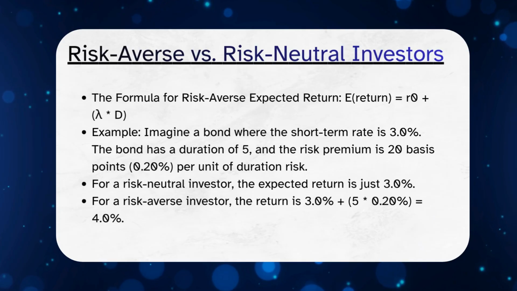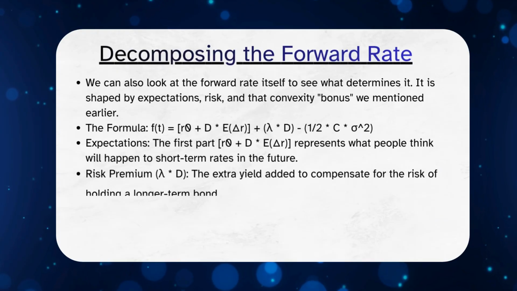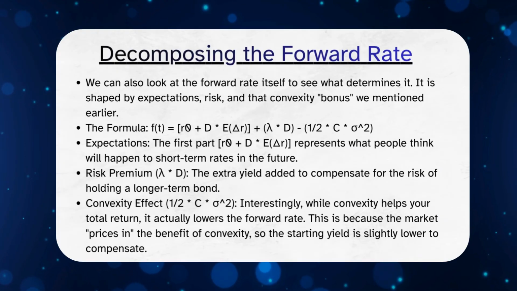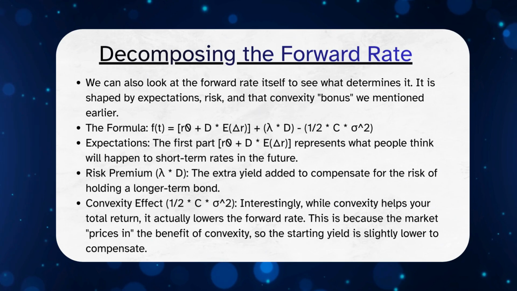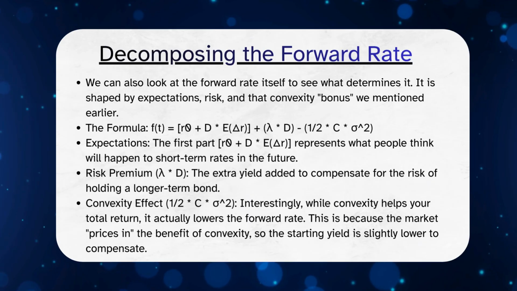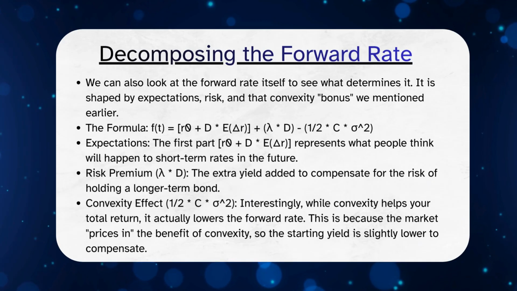We can take this a step further by looking under the hood of the forward rate itself. The forward rate is essentially built from three things: expectations, risk, and convexity. The formula is F of t equals open bracket R0 plus D times E open parenthesis delta R close parenthesis close bracket plus open parenthesis lambda times D close parenthesis minus open parenthesis 1/2 times C times sigma squared close parenthesis. The first part is what the market expects to happen to rates.